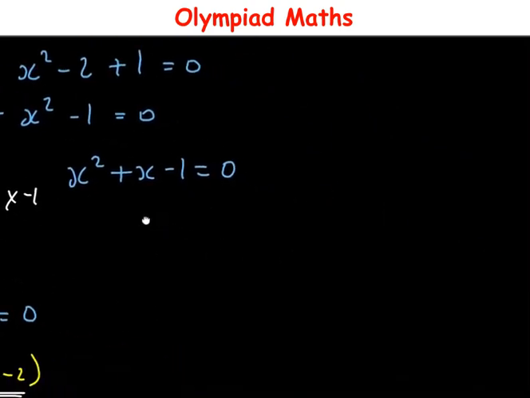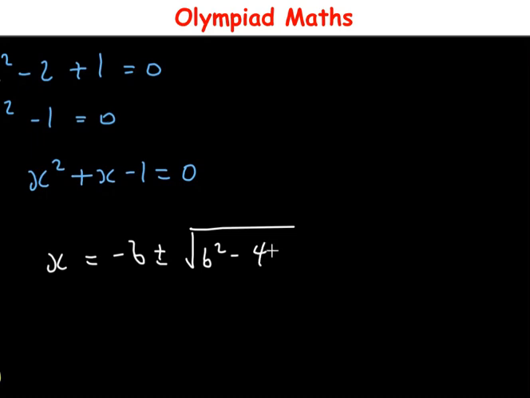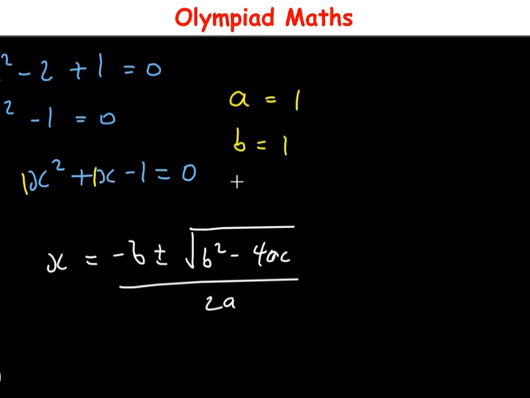So solving this equation with the quadratic formula, the formula which is given by x is equal to minus b plus or minus square root of b squared minus 4ac, all over 2a. In this case, the value of a is the coefficient of x squared, which is 1. The value of b is the coefficient of x, which is simply plus 1. The value of c is the constant, which is minus 1.